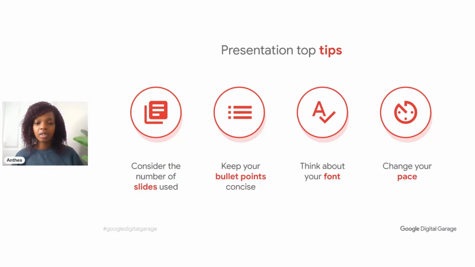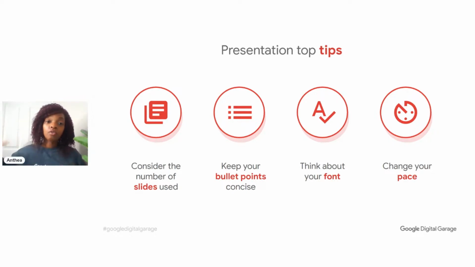Keep your bullet points concise because you want them to focus on what you're saying rather than reading lots of text. Think about the size of your text. Can it be read at the back of the room? And again, this is knowing your audience and knowing the location for your delivery. Is this going to be shared on a screen, in which case you want the text to be big enough so that people can see it?